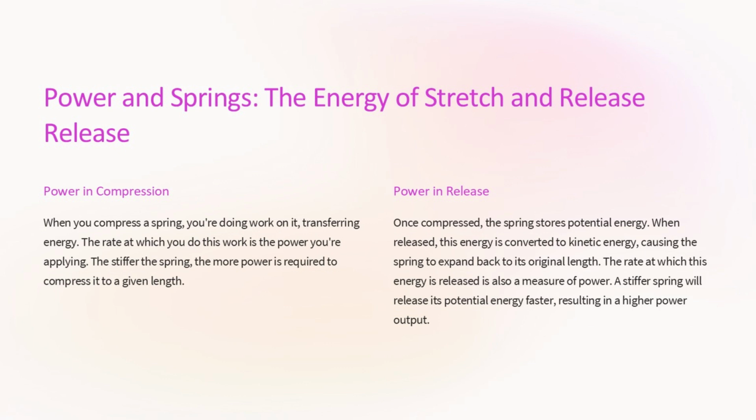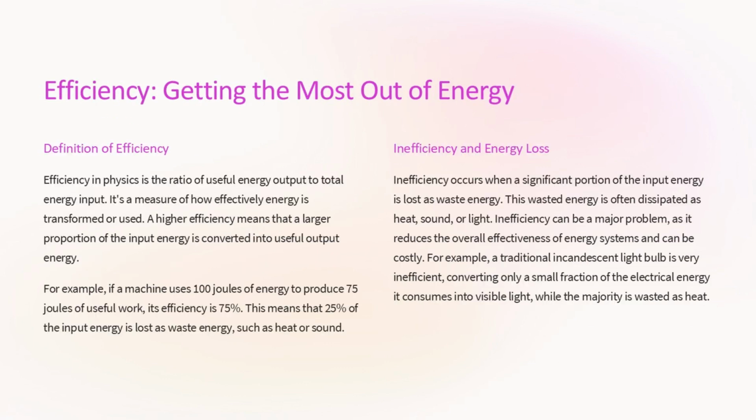It also discusses power and release. When a compressed spring is released, the stored potential energy is converted to kinetic energy, causing the spring to expand. The rate at which this energy is released is a measure of power. Stiffer springs will release their potential energy faster, resulting in higher power output. The key points are the relationship between power, compression, and release when it comes to springs and the energy they store and release. Efficiency is a measure of how effectively energy is transformed or used.